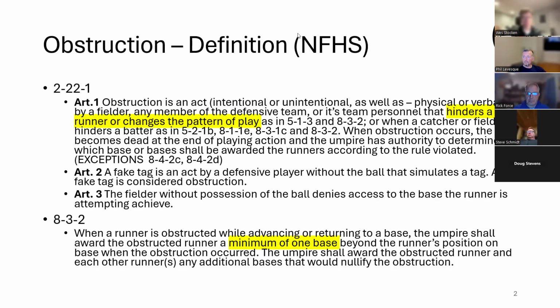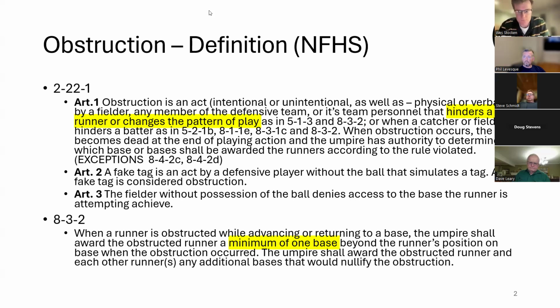I think we have a question. Go ahead, Wes. Yeah, I've always wondered about this rule because it's very often, especially in younger ball, that they will just try to simulate the tag because the pros do it. And they do it at a time where the ball is nowhere near the base that they're faking a tag on. This also happens when the fielder without possession of the ball denies access. That happens a lot, and a lot of it is by accident. Same situation, the ball is nowhere near the base. How should we handle that? Is that an obstruction base award?